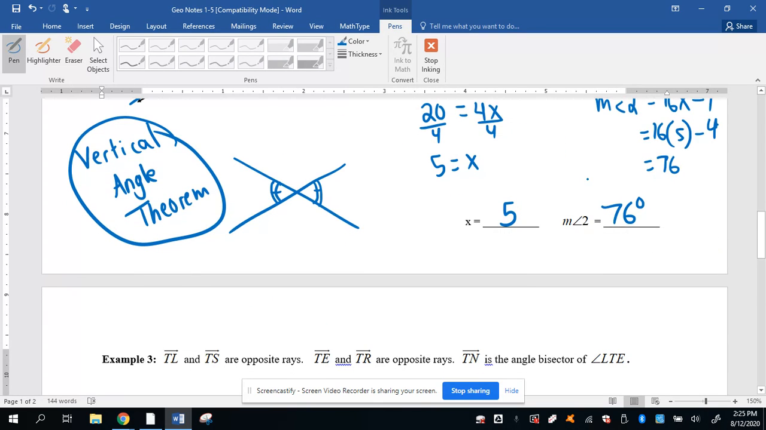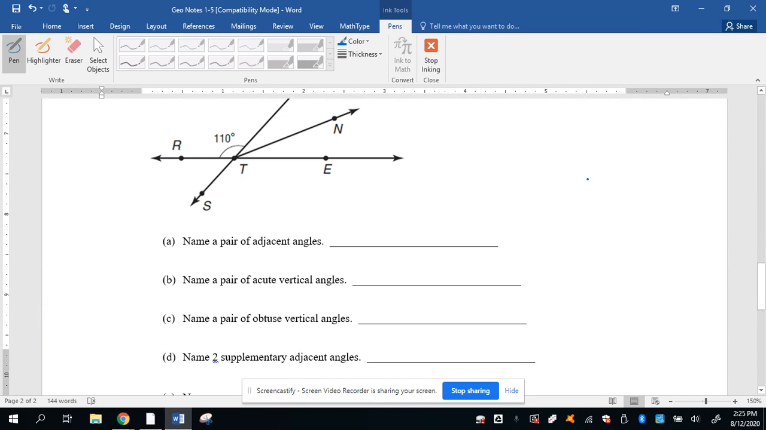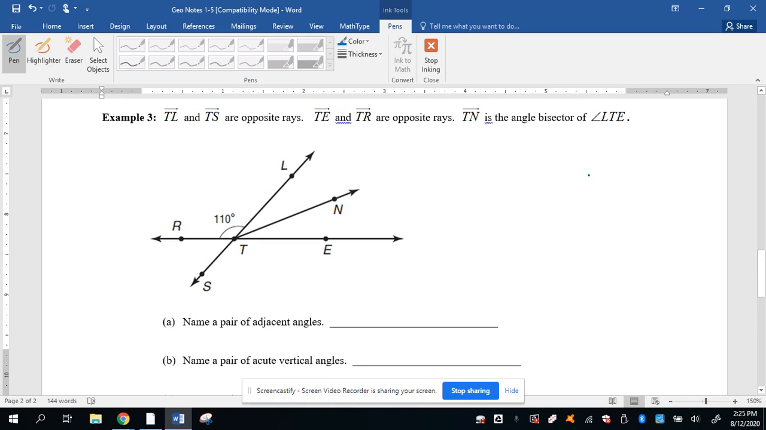Okay, next problem. Number 3. This is maybe going to be tricky for some of you. You have to know your vocabulary. So I am introducing some vocabulary in this example. We've already talked about opposite rays. If TL and TS are opposite rays, that means that those two rays create a full line.